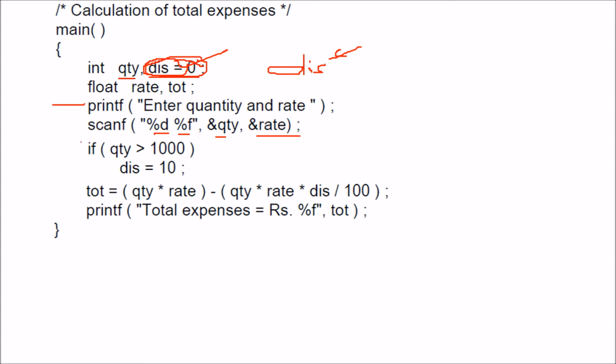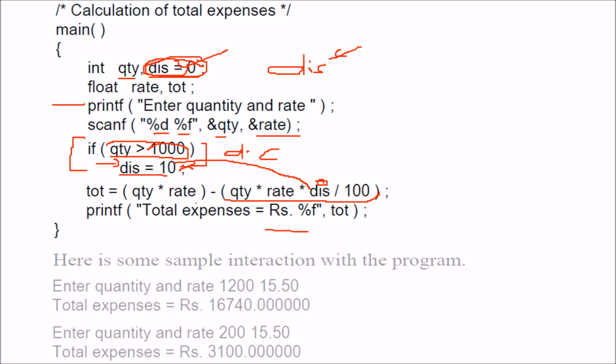Now what is happening here is very important. This is our decision control. If quantity is greater than 1000, you give a discount equal to 10. If quantity is not greater than 1000, you don't give any discount. This line will never execute. If this condition fails, the discount will be 0, so this part eventually will be of no use because it will be 0. Otherwise, if the quantity is actually greater than 1000, then 10 will come here and you will get a discount of 10%. Then you print out the result.